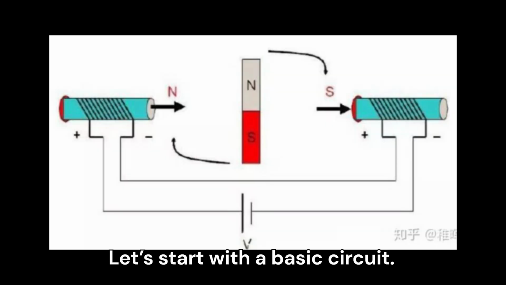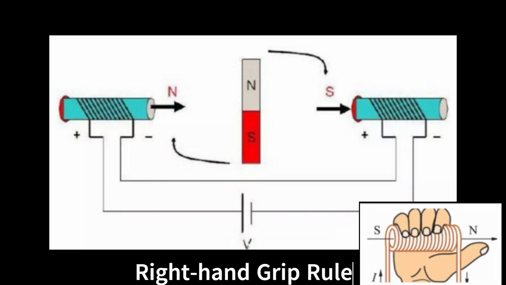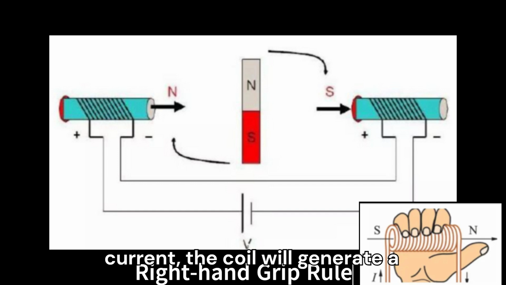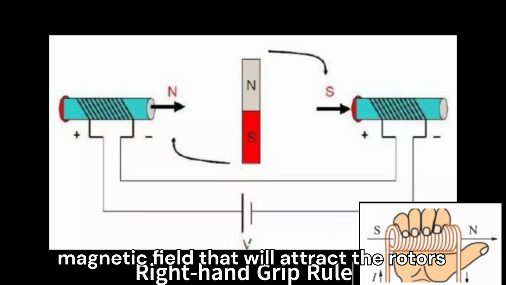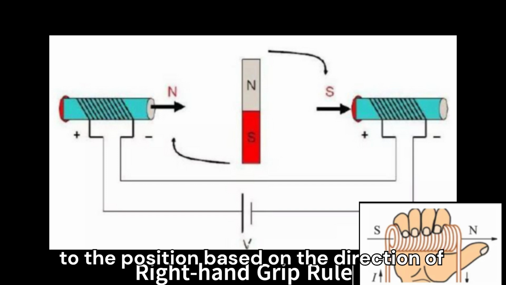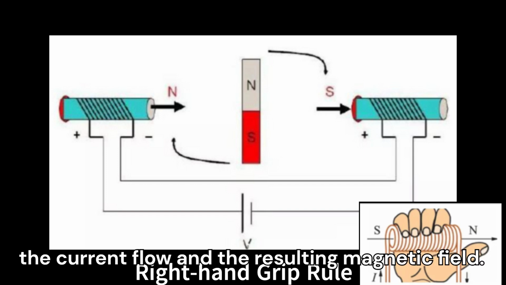Let's start with a basic circuit. Based on the circuit, by using a right-hand grip rule on the solenoid, when we apply the appropriate current, the coil will generate a magnetic field that will attract the rotor's permanent magnet. The magnet will turn to the position based on the direction of the current flow and the resulting magnetic field.